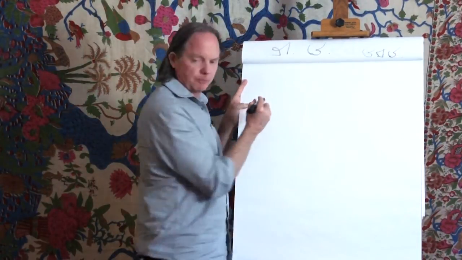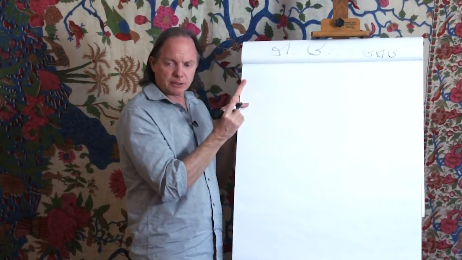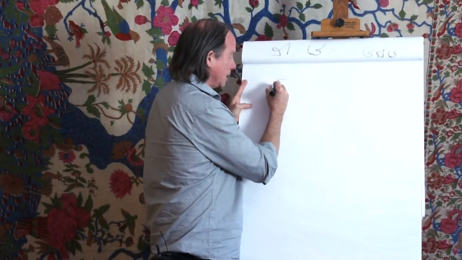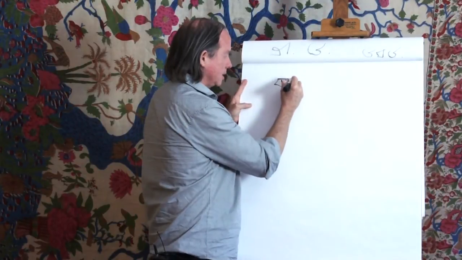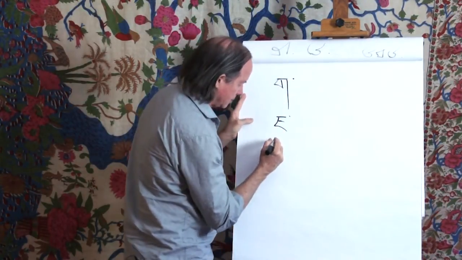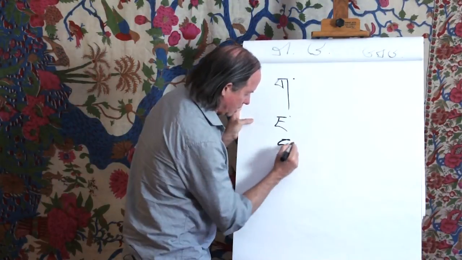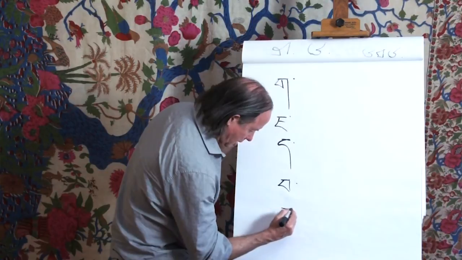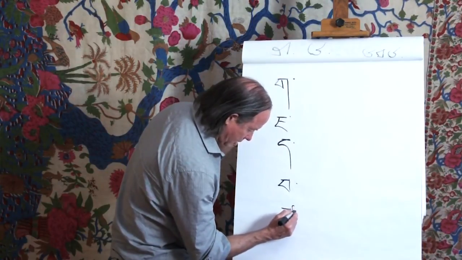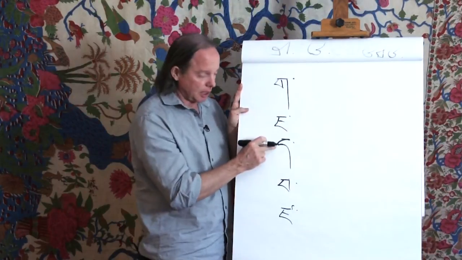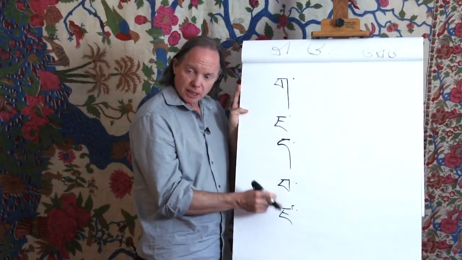So I'd like you to give me the 3rd column, and then I'm going to ask you to give me the 4th column. Ka. 3rd column. Cha. Ta. Pa. Sa. Okay, good. Say ka, cha, ta, pa, sa.